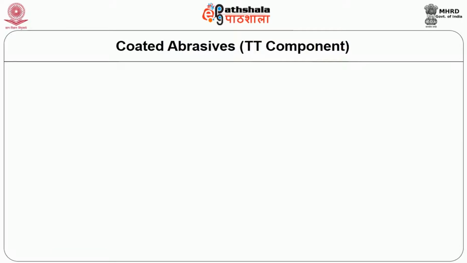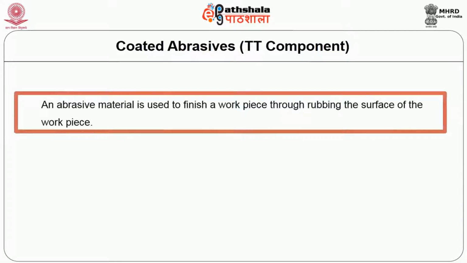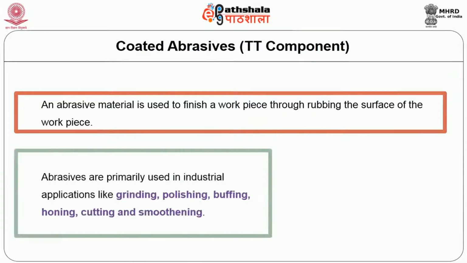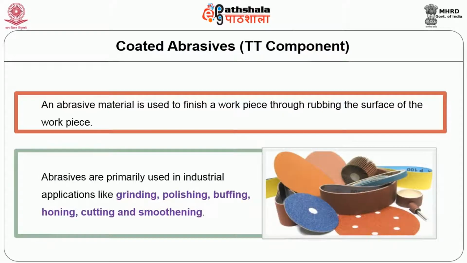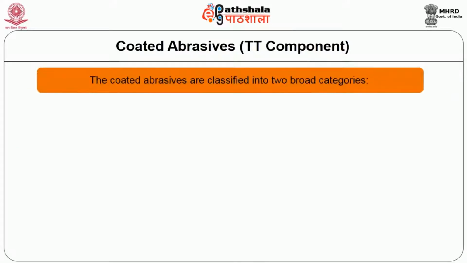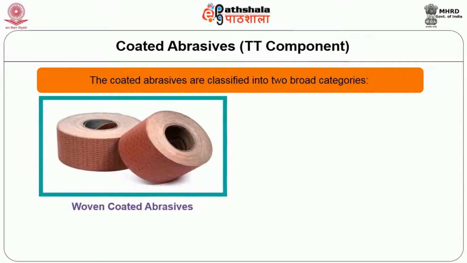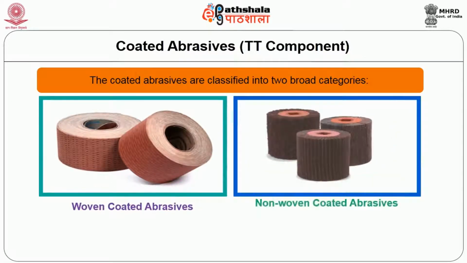Now we shall see about the coated abrasives which are used in Indutex. Abrasive material is used to finish a workpiece through rubbing the surface of the work. Abrasives are primarily used in industrial applications like grinding, polishing, buffing, honing, cutting and smoothing. The coated abrasives are classified into two broad categories as oven coated abrasives and non-oven coated abrasives.